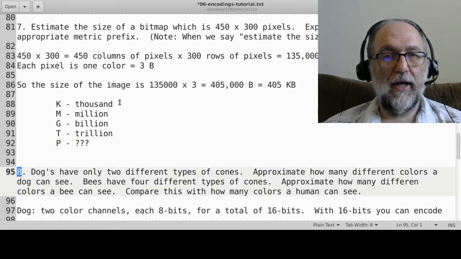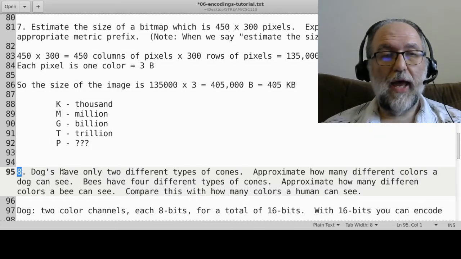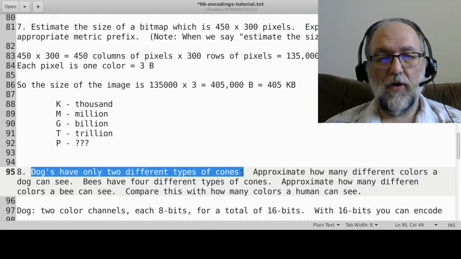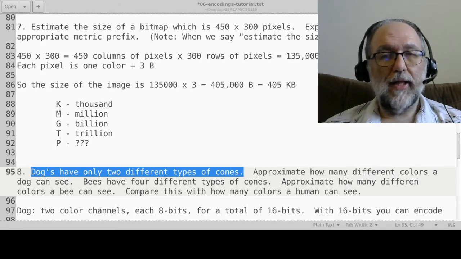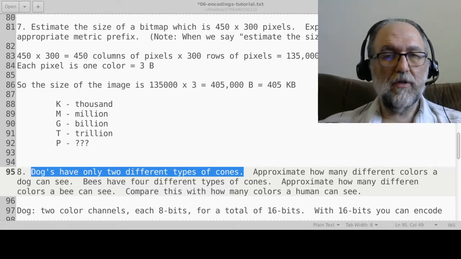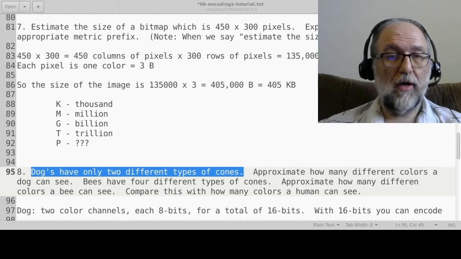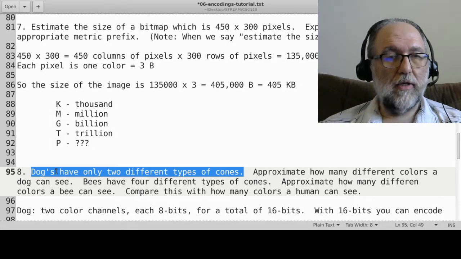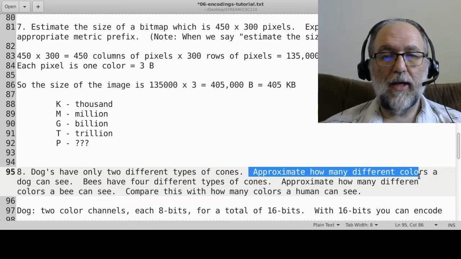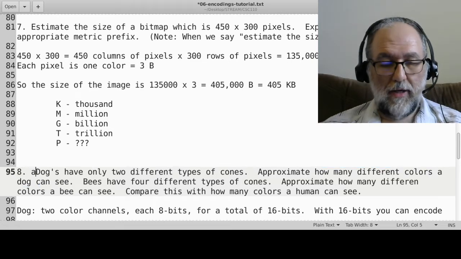Here's question number 8. It's another encoding question having to do with the encoding of colors. People sometimes say dogs are colorblind. They're not exactly colorblind. They have two different cones, and they see different colors than we do. We have three cones and they have two cones, so they have two primary colors and we have three primary colors. Now, dogs have only two different types of cones, and approximate how many different colors a dog can see. I guess I could call that part A.